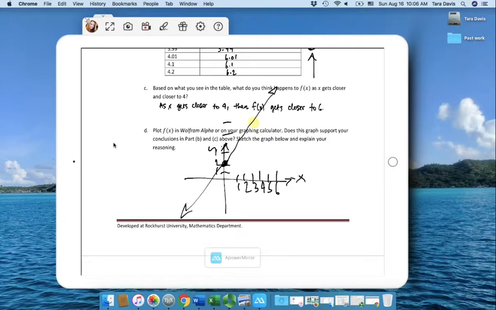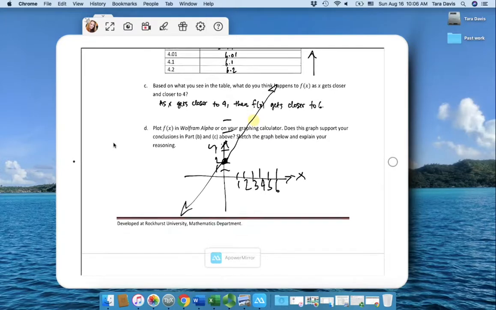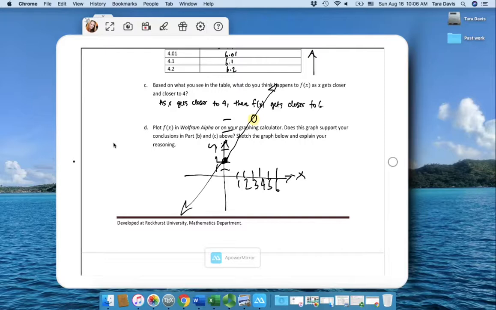So if we're going to make our graph more accurate, what we need to realize is that this point here is not actually on the graph. So there is actually a hole at the point on the graph where it should be 4, 6. It is not there. When I put the hole there, now my graph has been made more accurate.